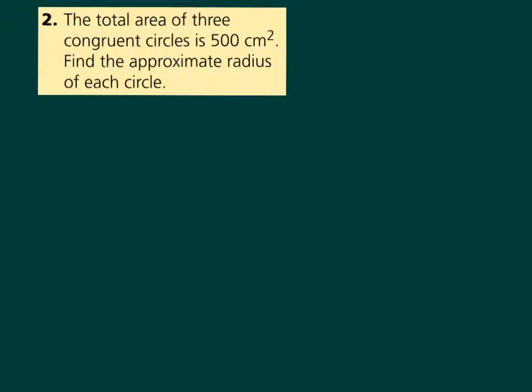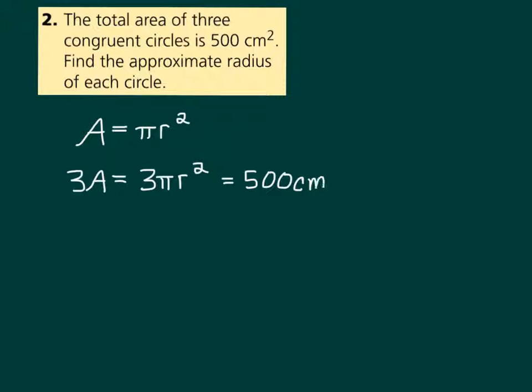In this problem, we have to remember the formula for area of a circle. What is the formula for area of a circle? Area is pi r squared. How many circles are there in the problem? 3. So 3 times the area is 3 pi r squared is 500 centimeters squared. To find the approximate radius of each circle, we would divide each side by 3 pi.